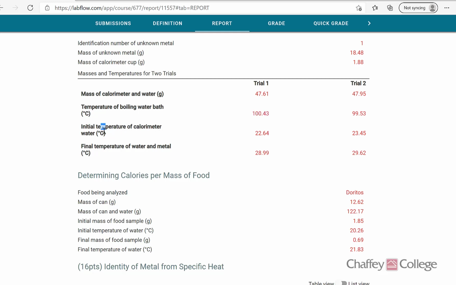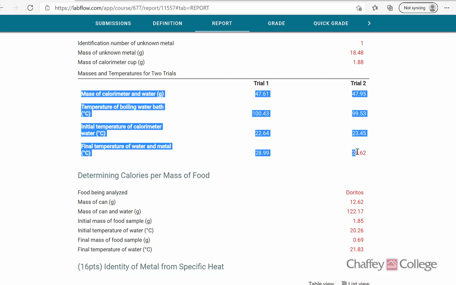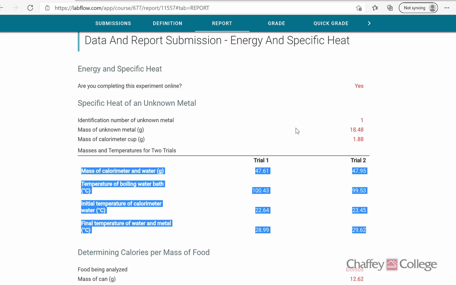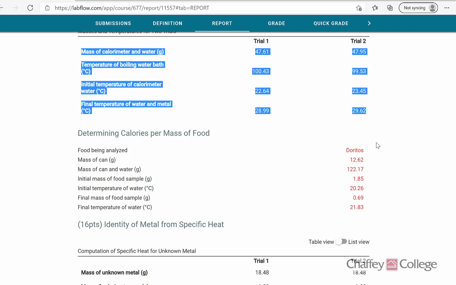Initial temperature of calorie meter water. This is the water inside the cup. Starting temperature, that's 22.64. See, it's at low temperature. And final temperature of water plus metal. This is the temperature when the hot metal was dropped in the water inside the calorie meter cup. That's why the temperature of water went up. It went up from 22 all the way up to 28.99. So that's the first section. These are the numbers needed for the first section. And the next part is the second section. We'll go over it in a while, so let's ignore these numbers.